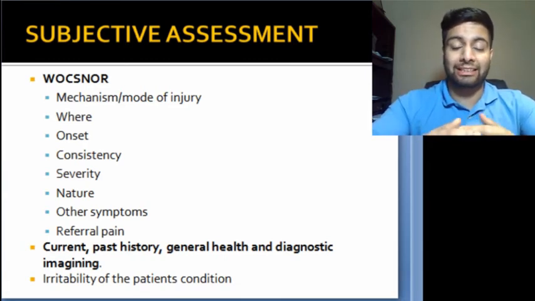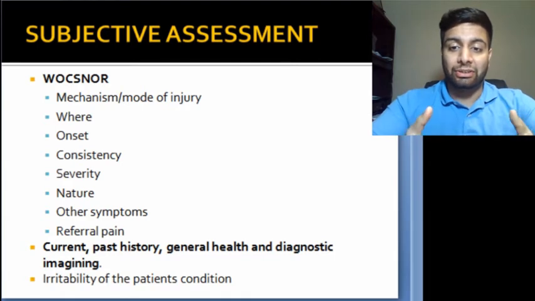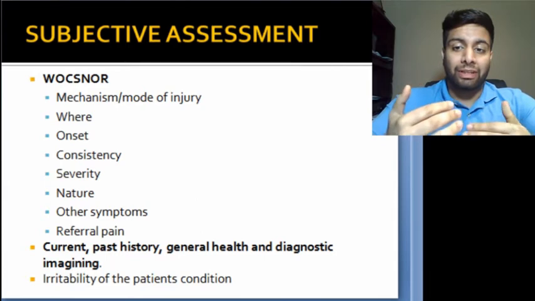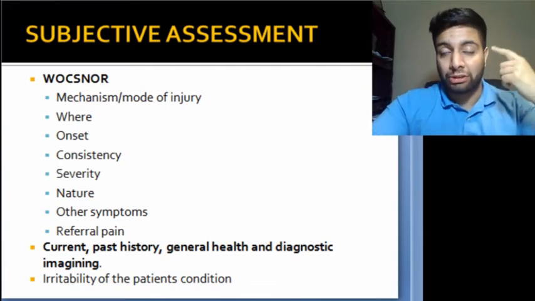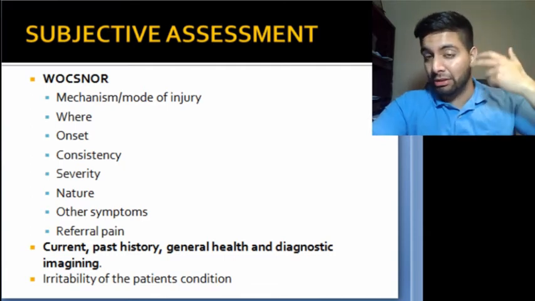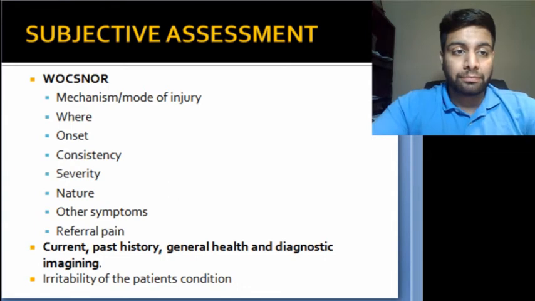for Where, Onset, Consistency, Severity, Nature, Other Symptoms, and Referral Pattern, Pain. Essentially, you want to find out what the mechanism or mode of injury was, so asking the patient where their pain is and asking them to point to where it is. So in this case, they'll be pointing around the jaw, TMJ area.